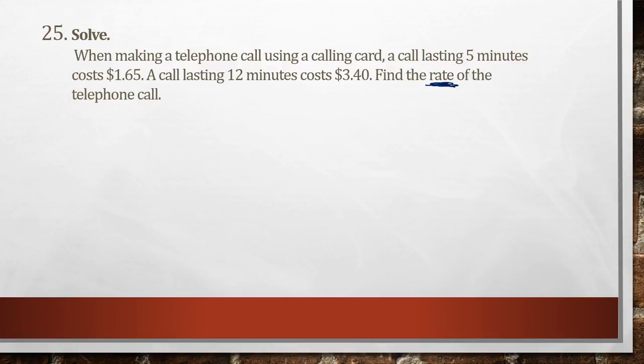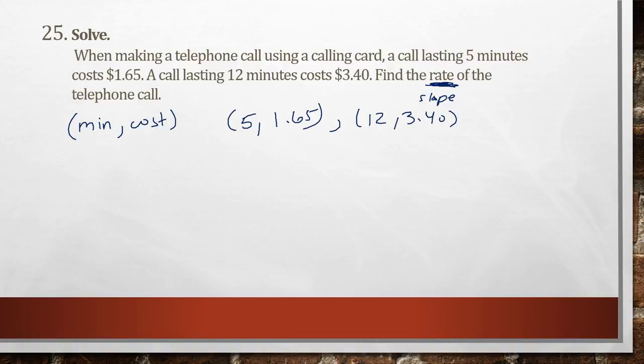So whenever they ask for rate like that, that typically means that they want you to use this slope formula. And they give us 2 points. So they tell us we have minutes and we have cost. And that's going to be our points. So our first point is 5 minutes for $1.65. And our second point is 12 minutes for $3.40. So we're going to label these points. So we have x1, y1, x2, y2. And then we're going to use our slope formula, m equals y2 minus y1 over x2 minus x1, to find what the slope would be.